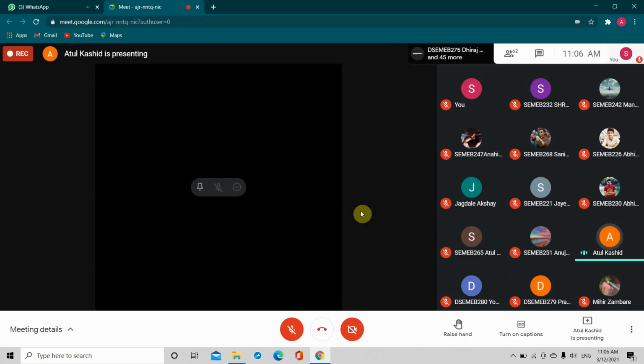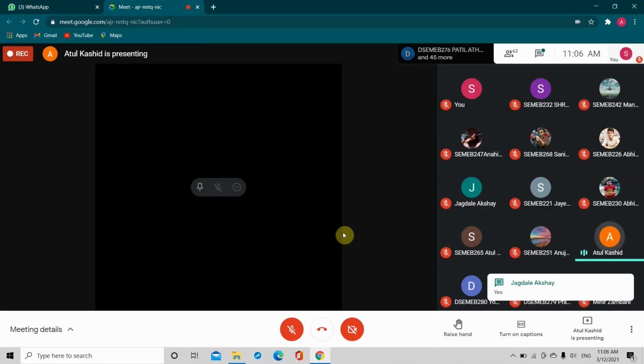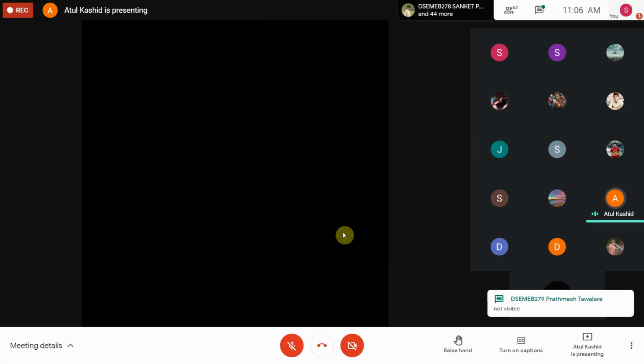Remember, today's lecture is very important because we are going to discuss the acceleration, the graphical method for the acceleration. Till now, we have gone through the velocity diagram, right? Now we are going to see the numericals in which we have to draw the velocity diagram as well as the acceleration diagram.